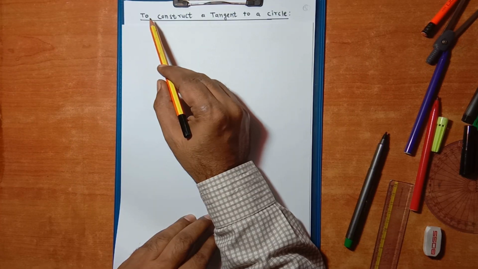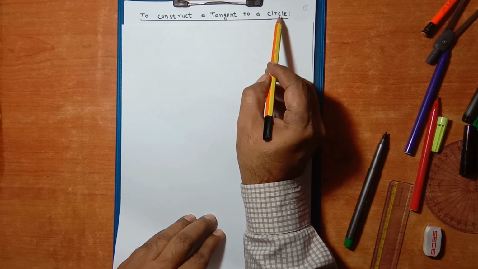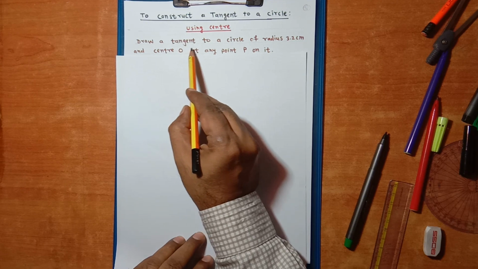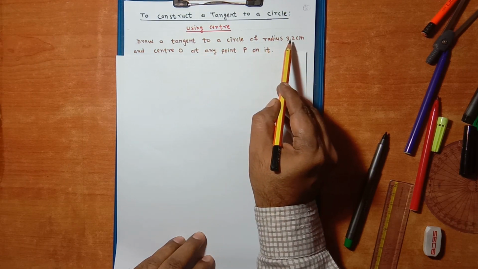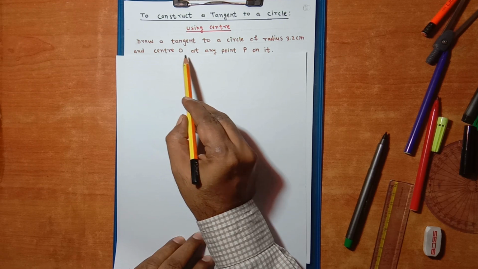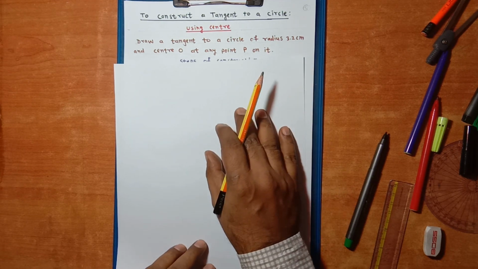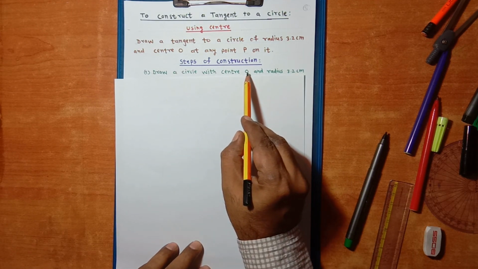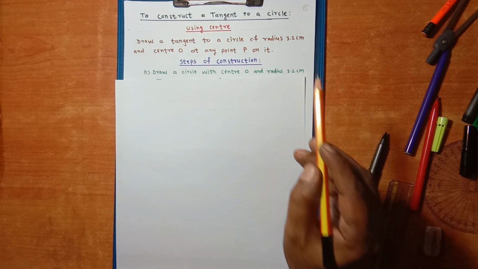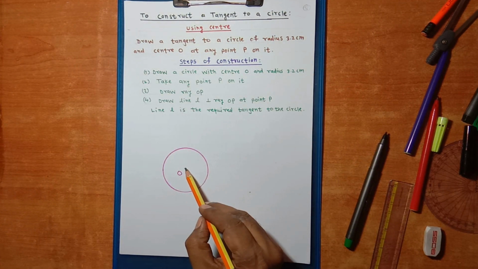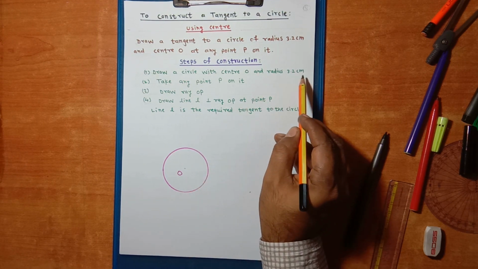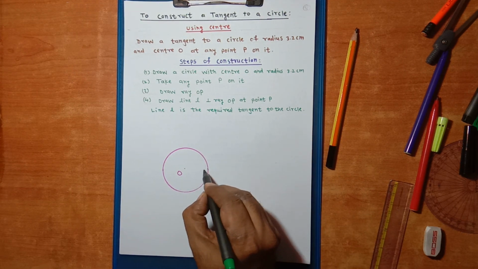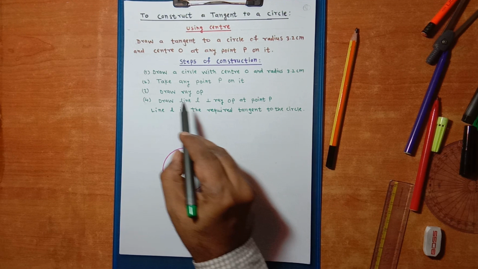Now the next construction is to construct a tangent to a circle using the center. Draw a tangent to a circle of radius 3.2 centimeter and center O at any point P on it. Now the steps of construction. Draw a circle with center O and radius 3.2 centimeter. Here we have drawn a circle with center O and radius 3.2 centimeter. Take any point P on it. Here we have taken point P. Draw ray OP.